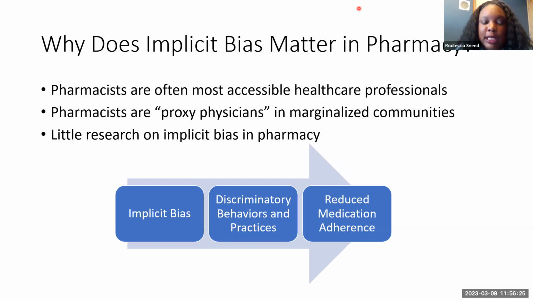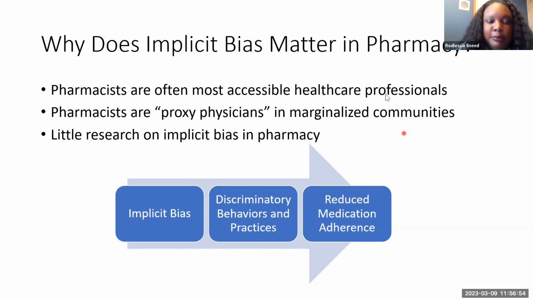We know, especially in marginalized communities, pharmacists are often really the most accessible healthcare professionals. Pharmacies are located in many of our communities, and pharmacists often function as proxy physicians for people who may not be able to afford to see a medical provider, or who may not have time to go to a doctor's appointment. And so these biases really matter when we're talking about pharmacists, especially community pharmacists.